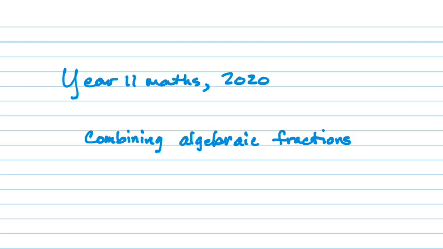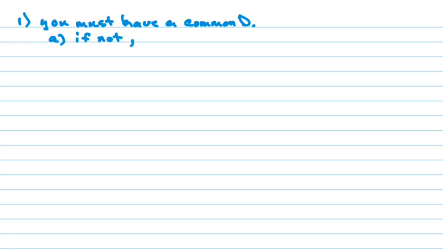Okay? All right, so combining algebraic fractions. First is something we talked about yesterday. You must have a common, what? Denominator. Excellent. Those denominators have to be identical. If they're not, you first have to find the, what's it called? Lowest common denominator, or you'll hear me say least common denominator, but they mean the same thing. I'll try to change. Okay?